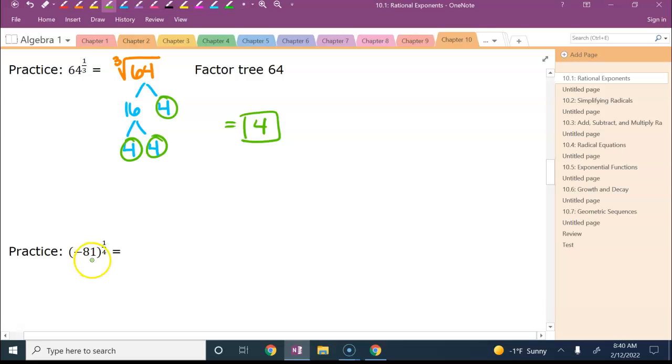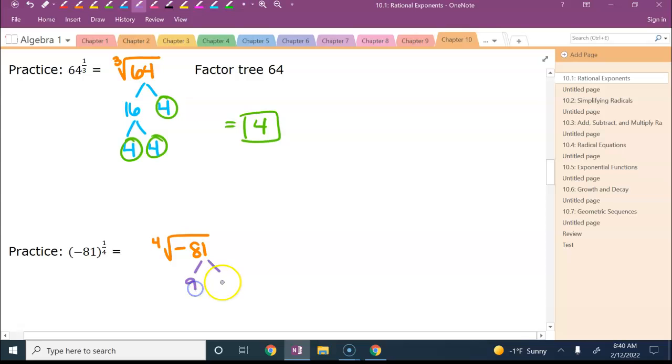For the other practice problem here, we have negative 81 to the 1/4 power, which is the same thing as the 4th root of negative 81. Now you'll have to be careful on this one because you have a negative underneath a radical sign that has an even index. So we'll have to make sure that we take care of that by expressing negative 1 underneath our radical sign. So for right now, just think about the 81.